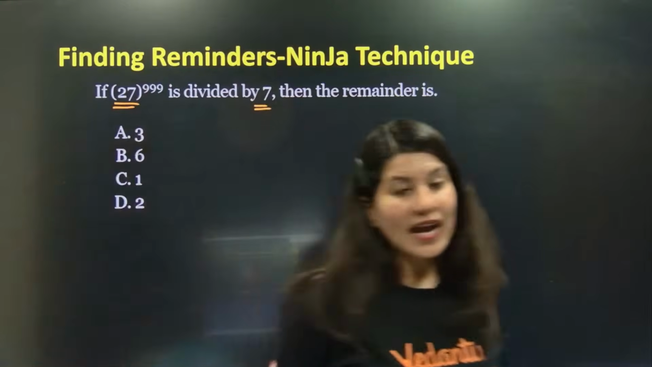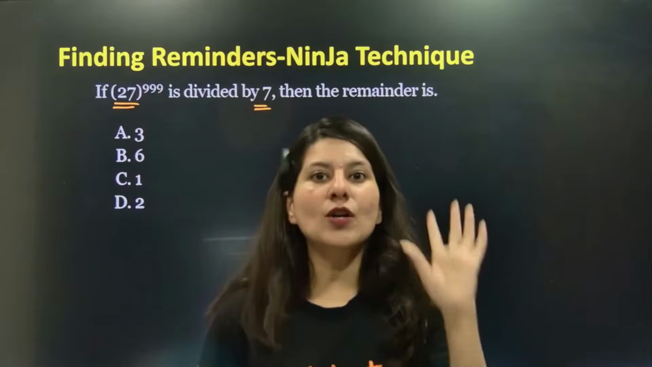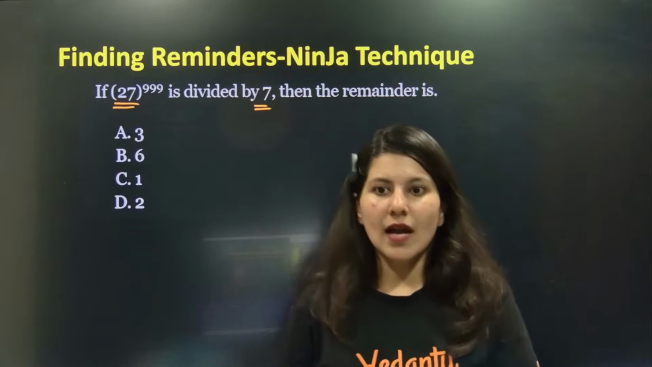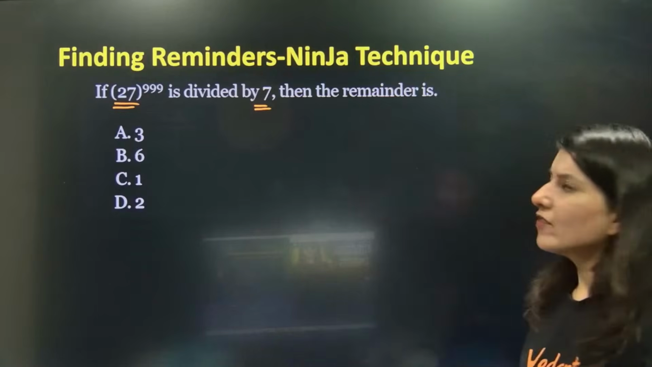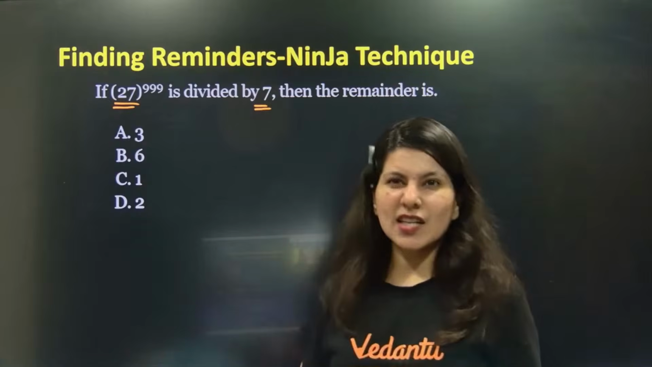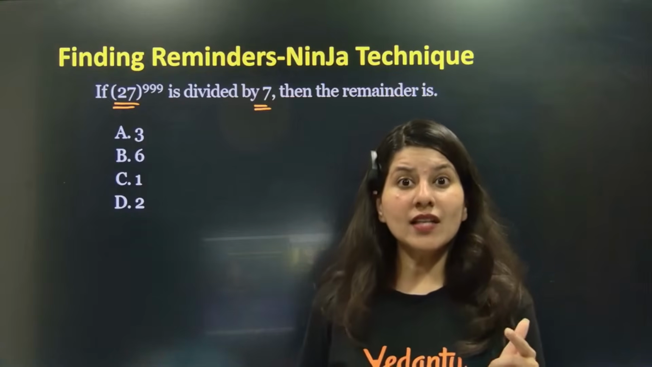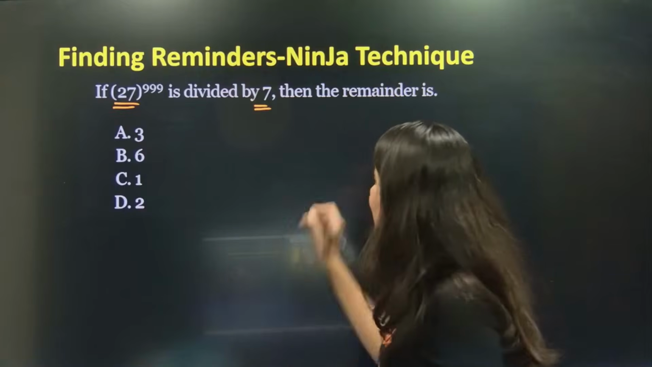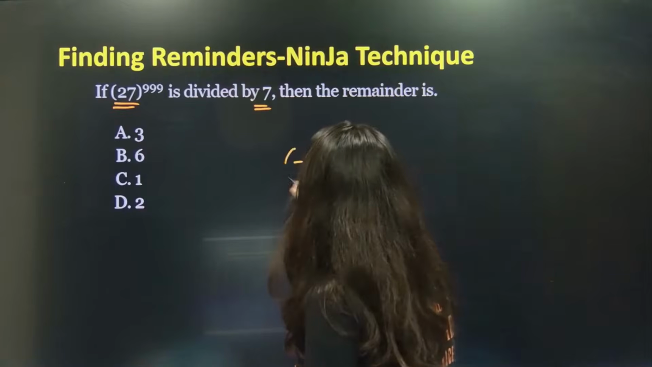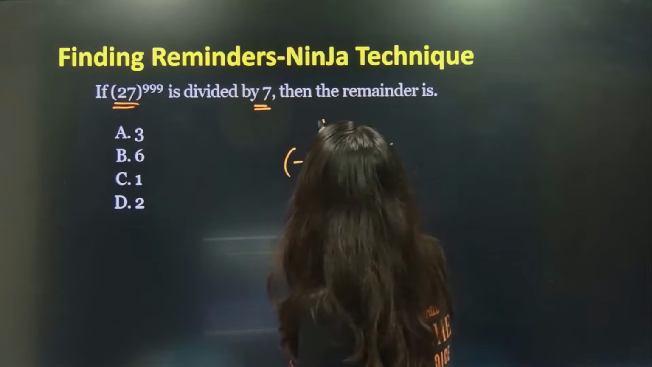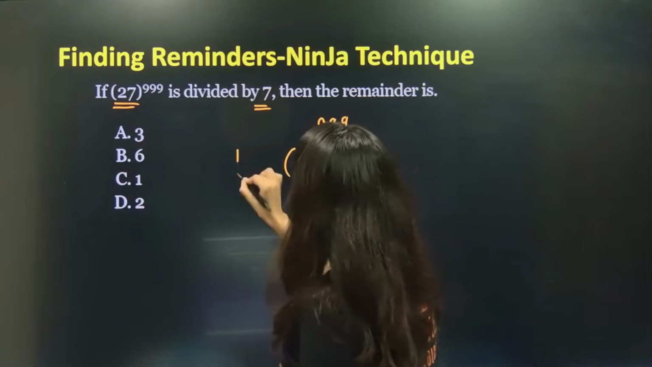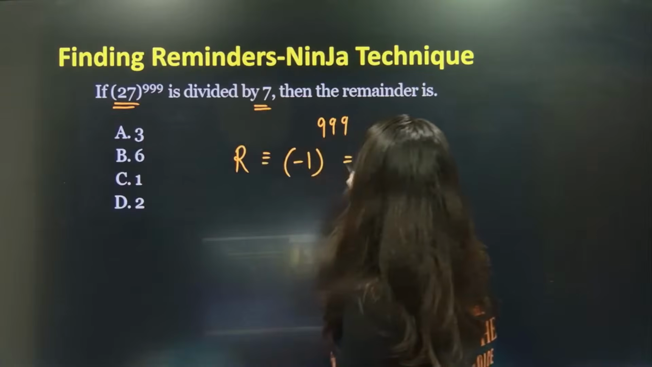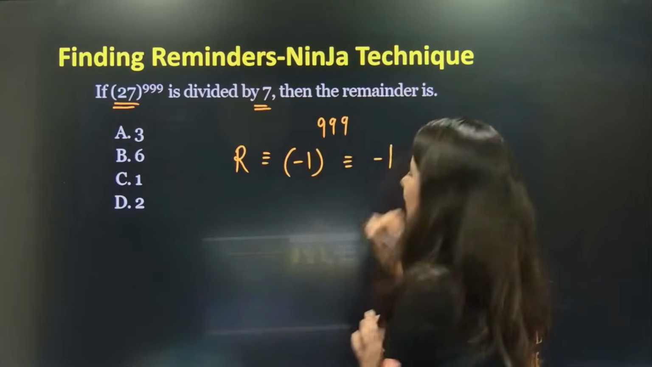And your remainder should be either +1 or -1. Ma'am, 7 ones are 7, 7 twos are 14, 7 threes are 21, 7 fours are 28. Ma'am, we are 1 less than, so the remainder is minus 1. So your final remainder will be minus 1 power 999. Which is what? Ma'am, minus 1 power 999 will be minus 1.